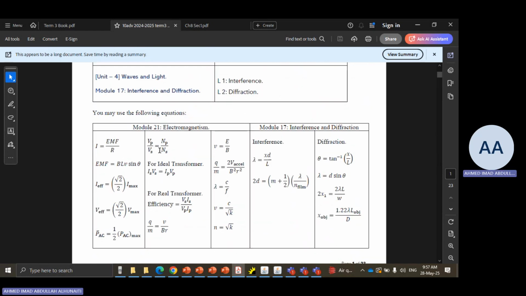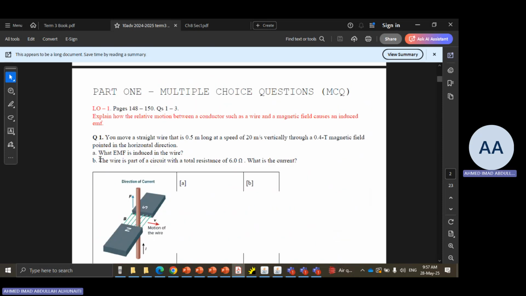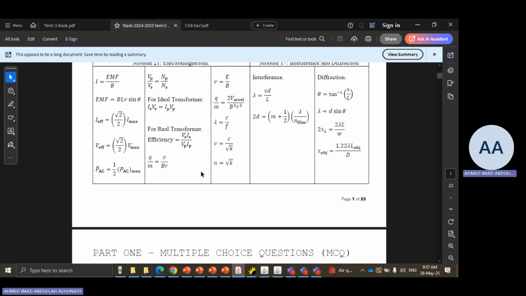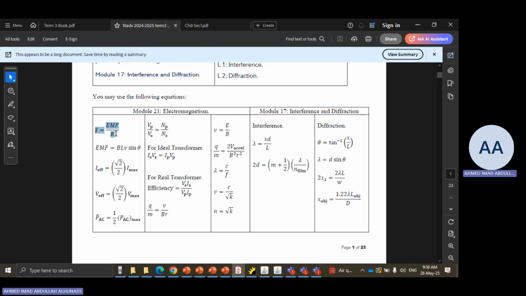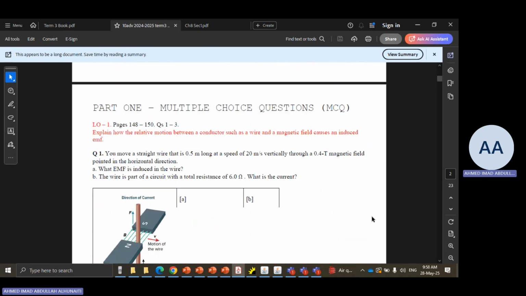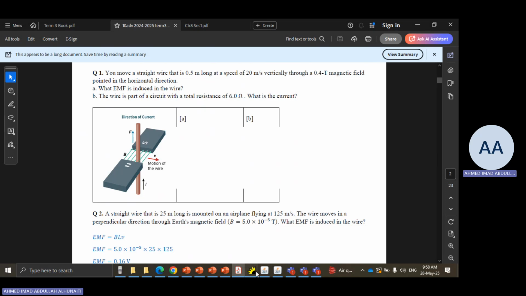We can plug these values into this formula and we can use the formula to determine the value of the EMF for part A. For part B, the wire is part of a circuit with a total resistance of 6 ohm. What is the current? So in addition to the EMF, now we know the value of the resistance. We can plug it into this formula to find the current in amps. I have a simulation here. We can see this.